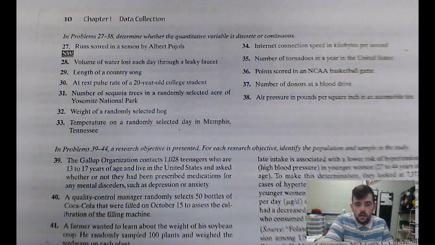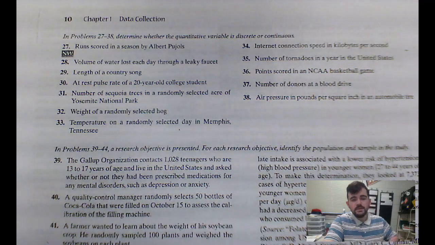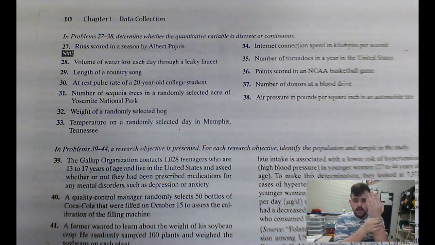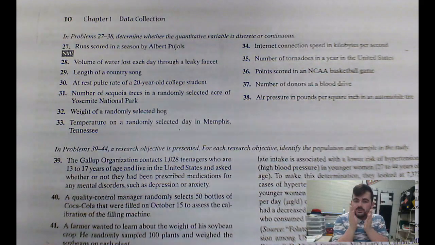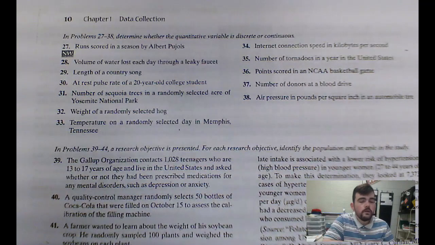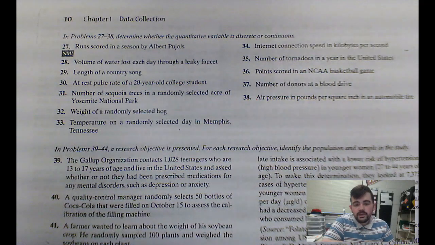30. The at-rest pulse rate of a 20-year-old college student. This would be discrete. That's because you actually count the pulse rate. You just do this and you count 1, 2, 3, 4, 5. And there is no like 22 and a half beats. It's just 22 beats or 23 beats. Okay? 31. The number of sequoia trees in a randomly selected acre of Yosemite National Park. That would be discrete because you're counting the trees.